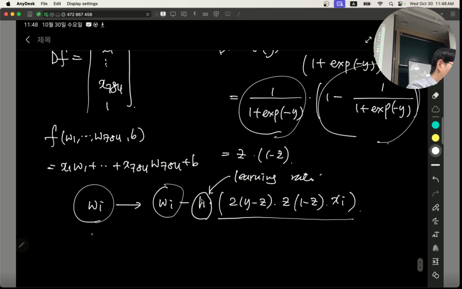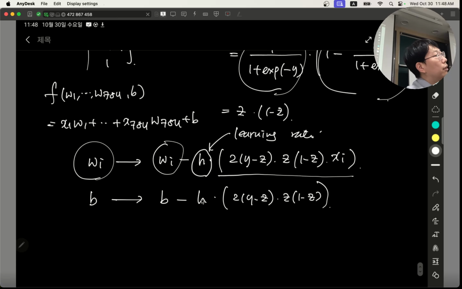And what happens to the B? So that's for the W. And B is always, at every step when you take the gradient step, minus h times this much. And that's it. Once you get sufficiently many iterations for moving your W and B in each of these directions, then you end up having a model that is optimized for your data set.